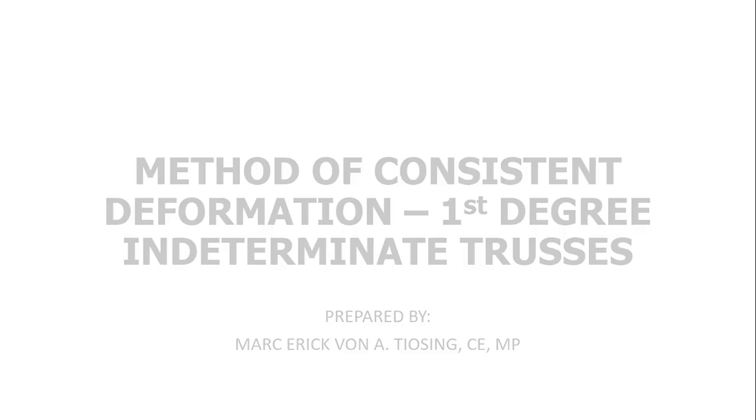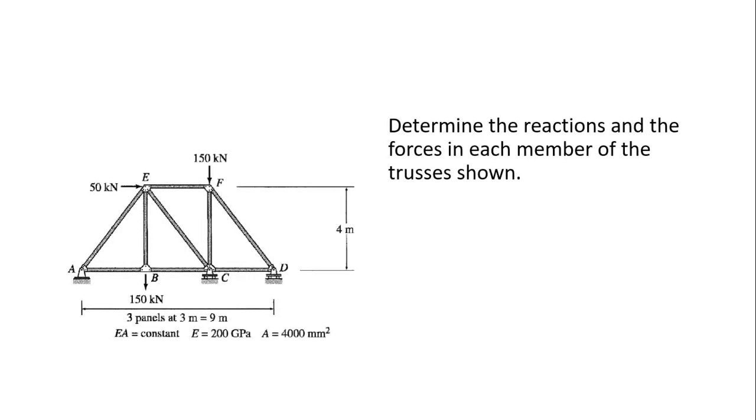So, atong first example natin, first degree statically indeterminate ito. Externally. Why is it? Okay, let me read the question first. Determine the reactions and the forces in each member of the trusses shown.